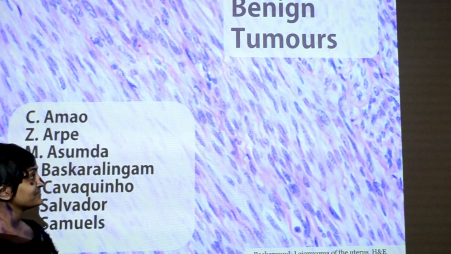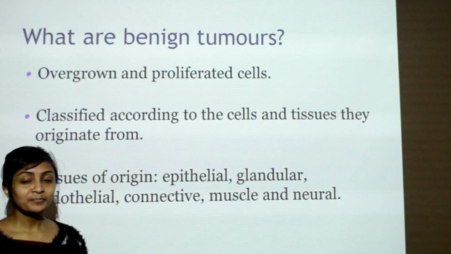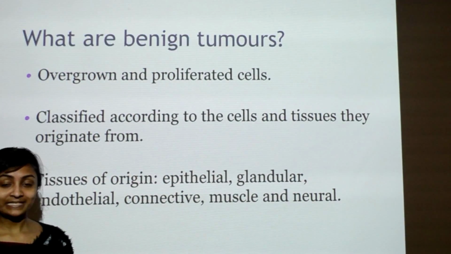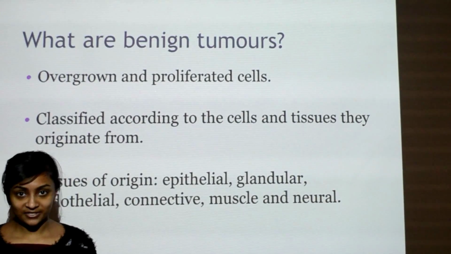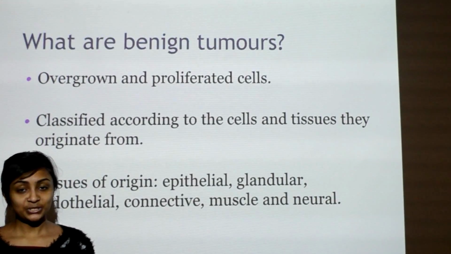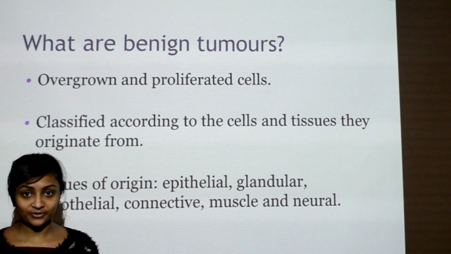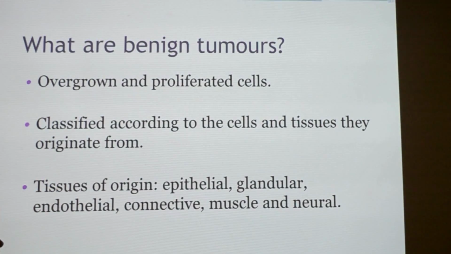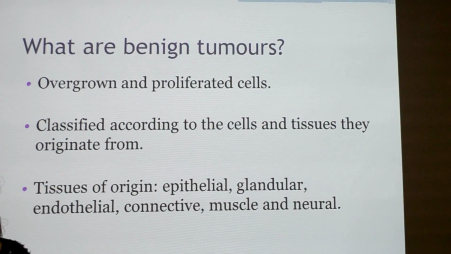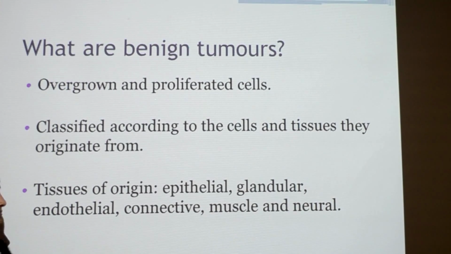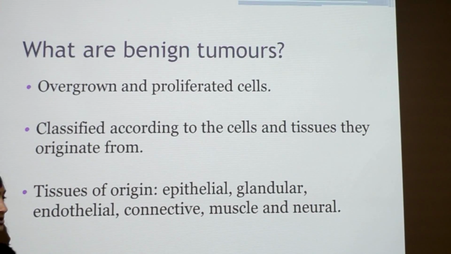Benign tumours. What are benign tumours? Benign tumours are overgrown and proliferated cells. They are classified according to the cells and tissue they originate from. They can originate from the epithelial, glandular, endothelial, muscle, connective and neural tissue.